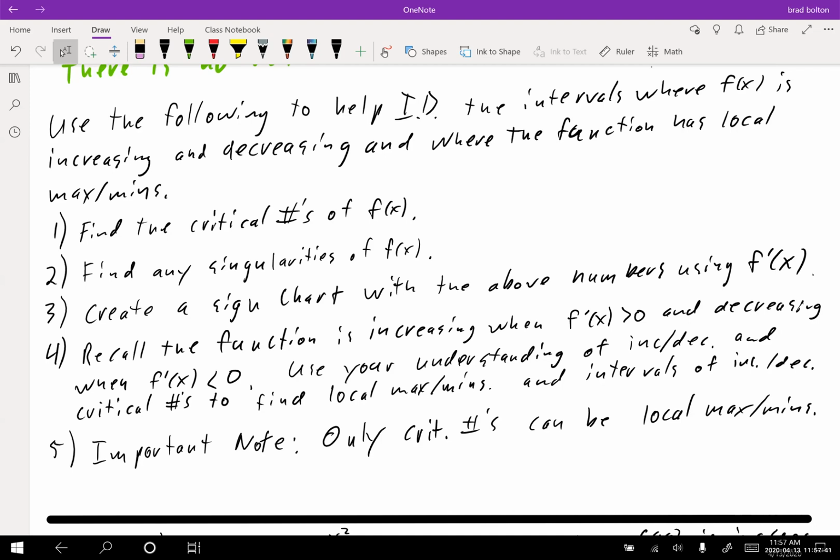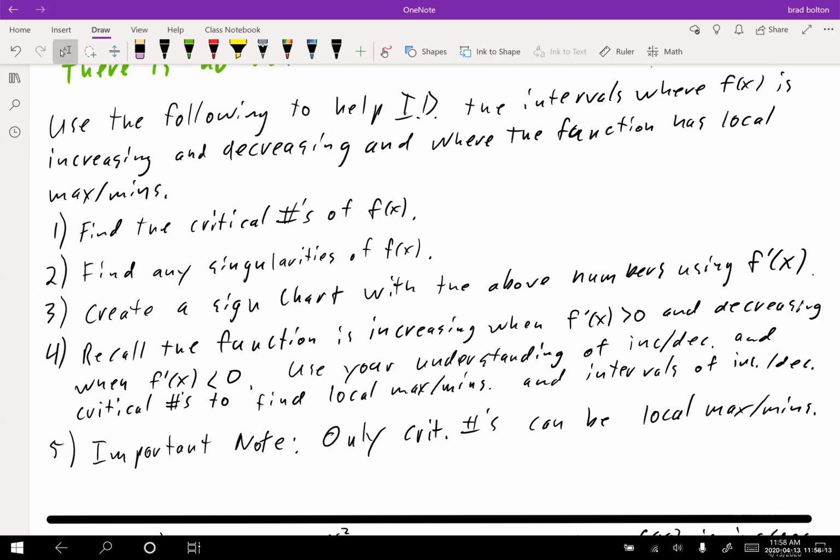Okay, so here's how we're going to work. We're going to use the following to help us identify intervals where f of x is increasing and where f of x is decreasing, and where the function has local maxes and local mins. First, we're always going to find the critical numbers of f of x. The second thing we're going to do is find any singularities of f of x. And in general, for us, singularities will be asymptotes or holes in the graph or something like that. Third, create a sign chart with the above numbers using f prime of x.